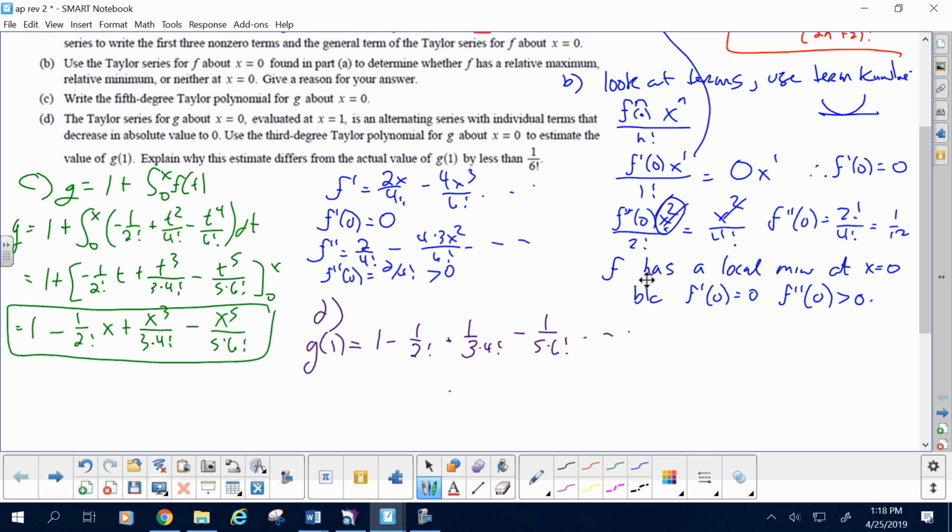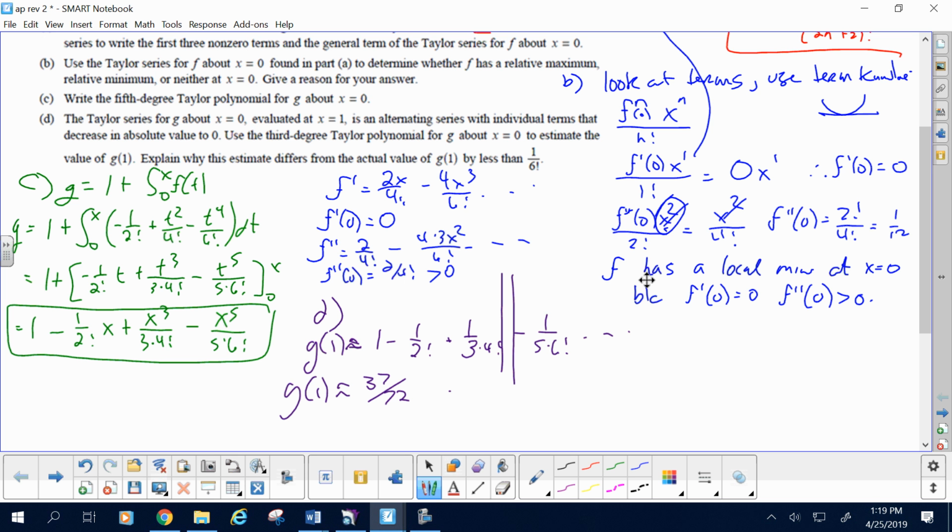Okay, I got you. So it says use the 3rd degree Taylor to evaluate G at 1. So G at 1, if I use through the 3rd degree, isn't that through there, yeah? Do you agree? So if you add through there, did you get something like 37 over 72? I can't remember. 37 over 72. That's your estimate.